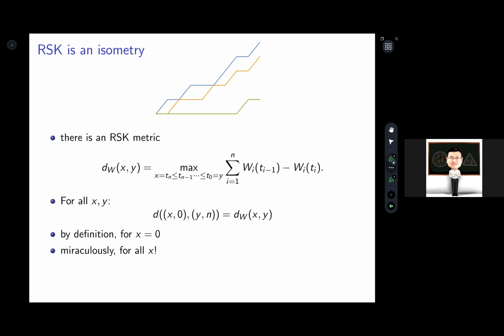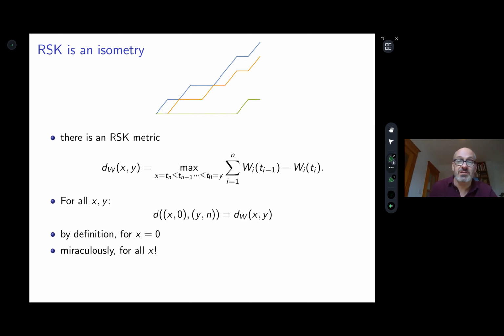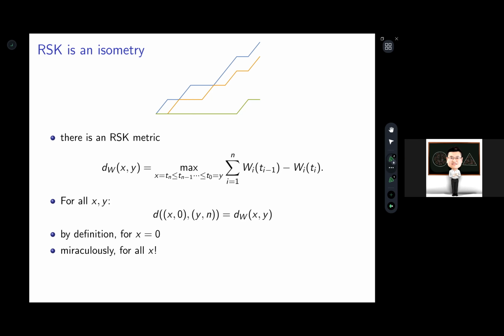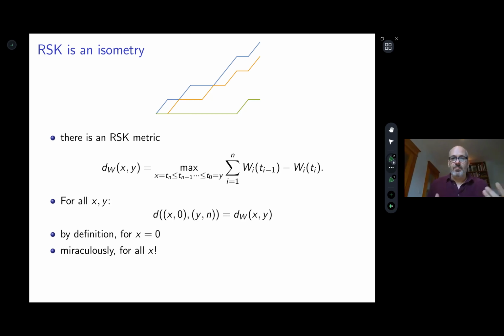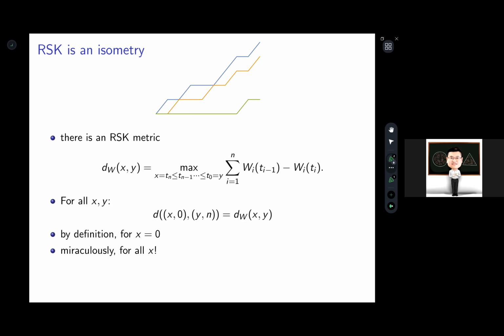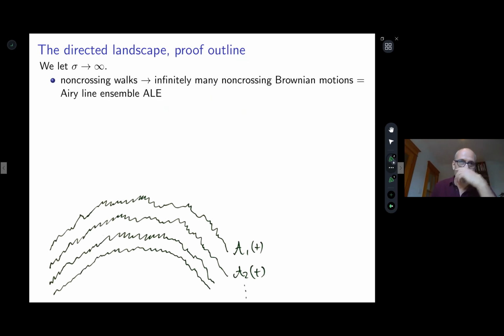Okay, and it holds for all X. So basically, you can encode your distances between at least the top line and the bottom line into these non-intersecting paths, and that's the key to RSK. So we can understand it because it's a bijection, right? That gives you the probabilistic strength of the RSK, and it helps us because it's an isometry. It encodes the geometry.